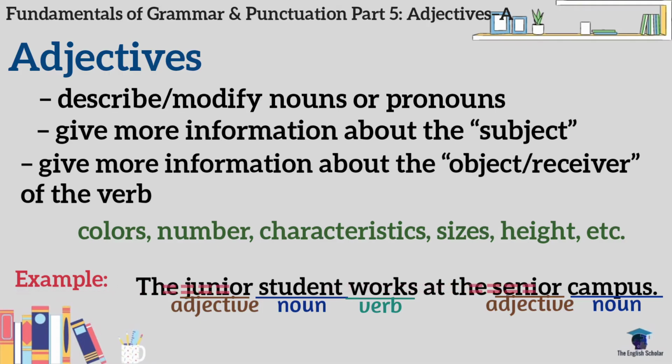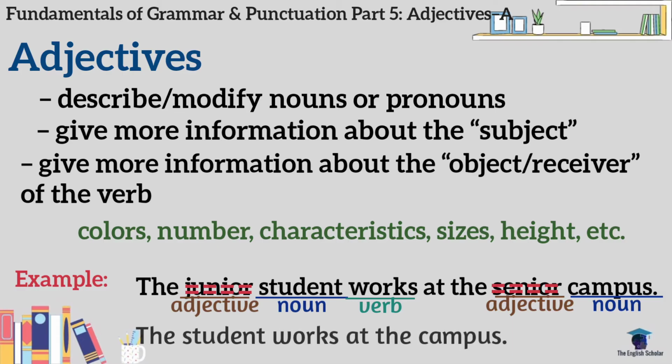If we remove these adjectives, the sentence will look like this: the student works at the campus. Both sentences are correct, but sentence 1 is more informative because it gives us more information about the nouns. We will not know whether the student is junior or senior if we do not put the appropriate adjective. In the sentence, we know that the subject is a junior student because of the adjective junior. And we will not know what type of campus the junior student works at if not because of the adjective senior, describing the campus.